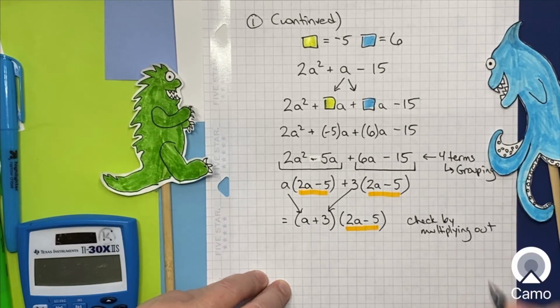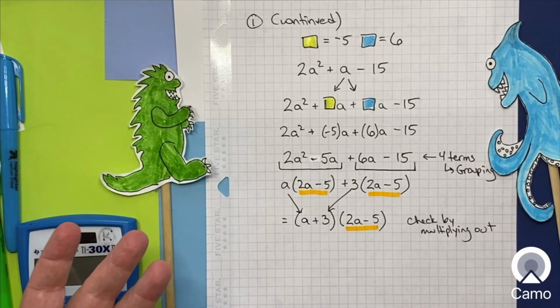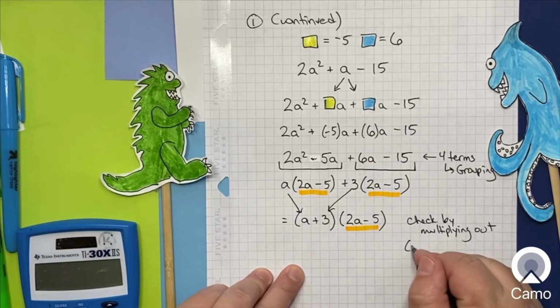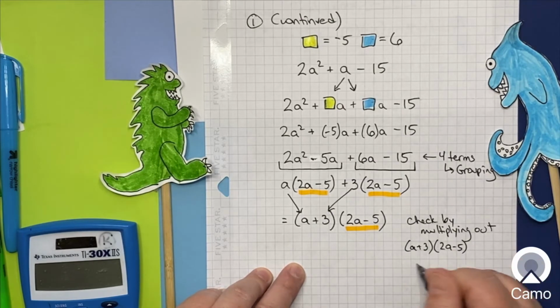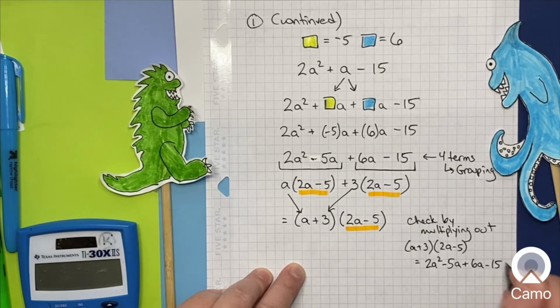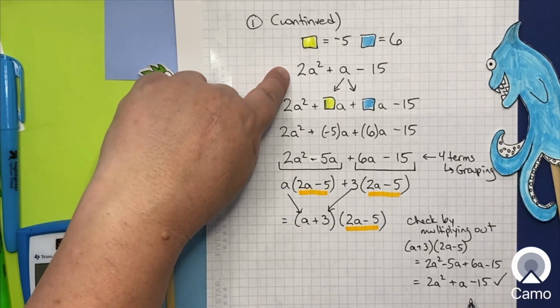If you're not sure, if you're like, this is a really long process, so let's go ahead and check. A plus 3, that quantity times 2a minus 5, use FOIL. A times 2a is 2a squared. A times a negative 5 is negative 5a. 3 times 2a is plus 6a. 3 times negative 5 is minus 15, and that gives us 2a² plus a minus 15. That's what we were going for. That's what we were factoring.